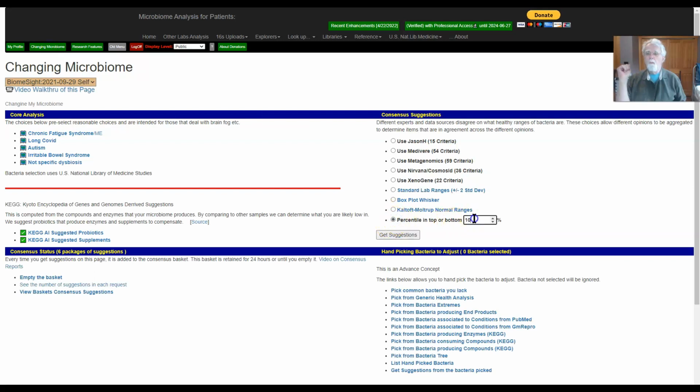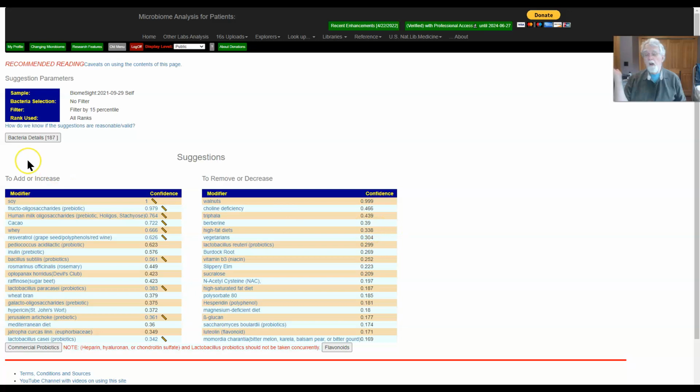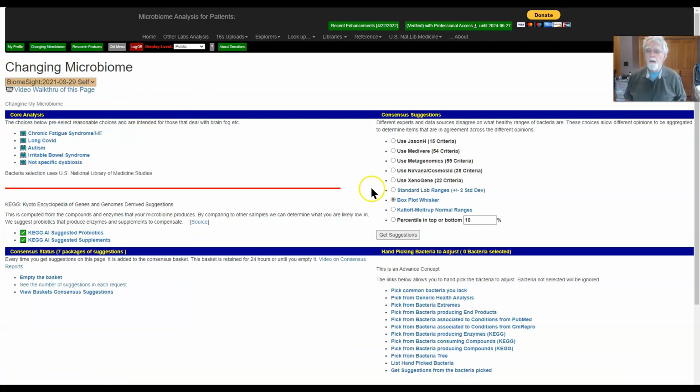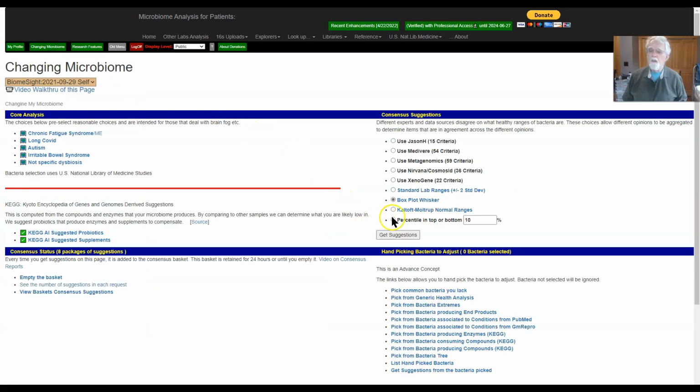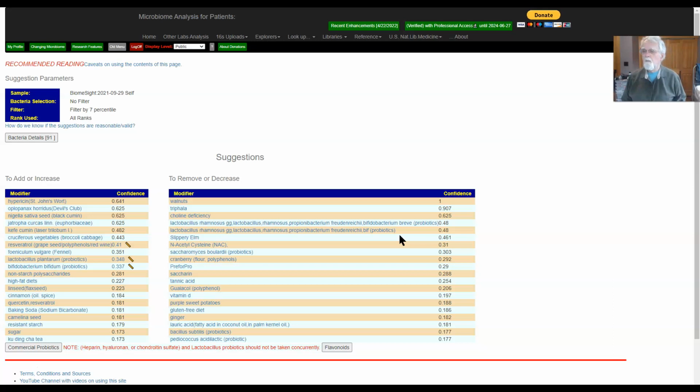And we'll do top and bottom. Let's do the 15th percentile. Oh, we have 187. Okay, so we got a whole lot more going for the 15th percentile. We could go back and say, okay, let's just do the 7th percentile there. Sorry, let's go back again. I forgot to check this box. Now let's do the 7th percentile. We have about 40% less.